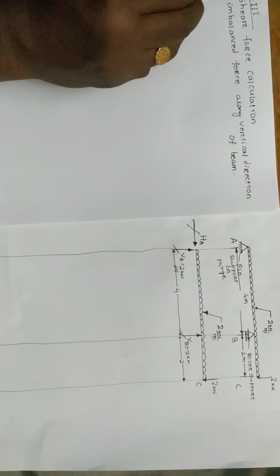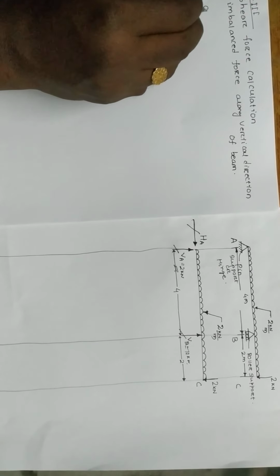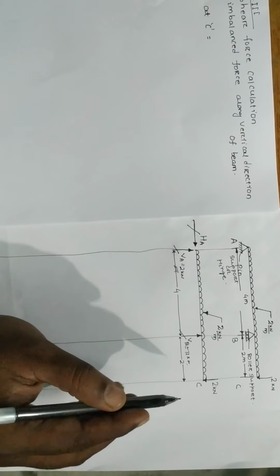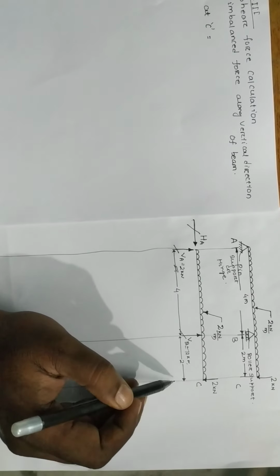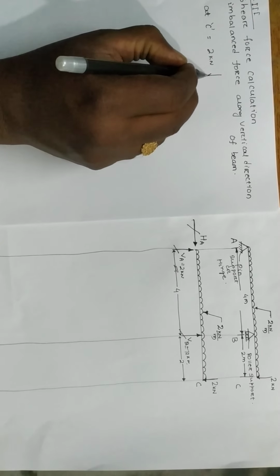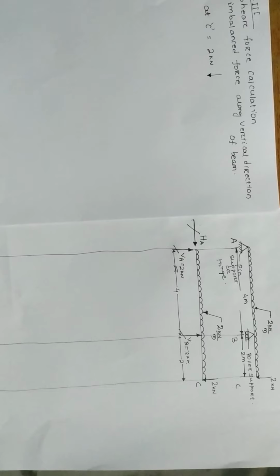If we do the symbolic representation, that is better. Many others make many symbolic representations, but we will take symbolic representation instead of sign convention. So let it be shear force at point C. Here you see shear force at point C. This is 2 kilonewton downward. So I can just write 2 kilonewton downward.